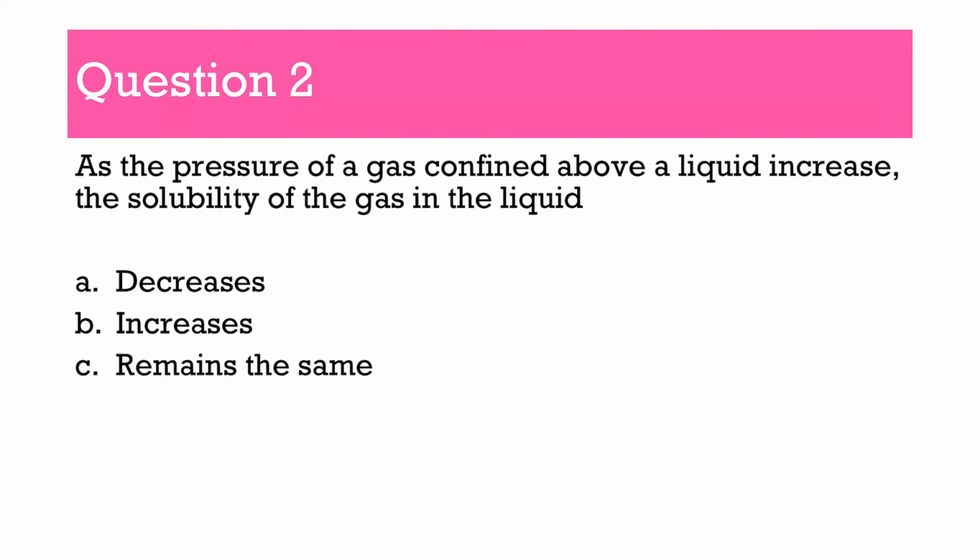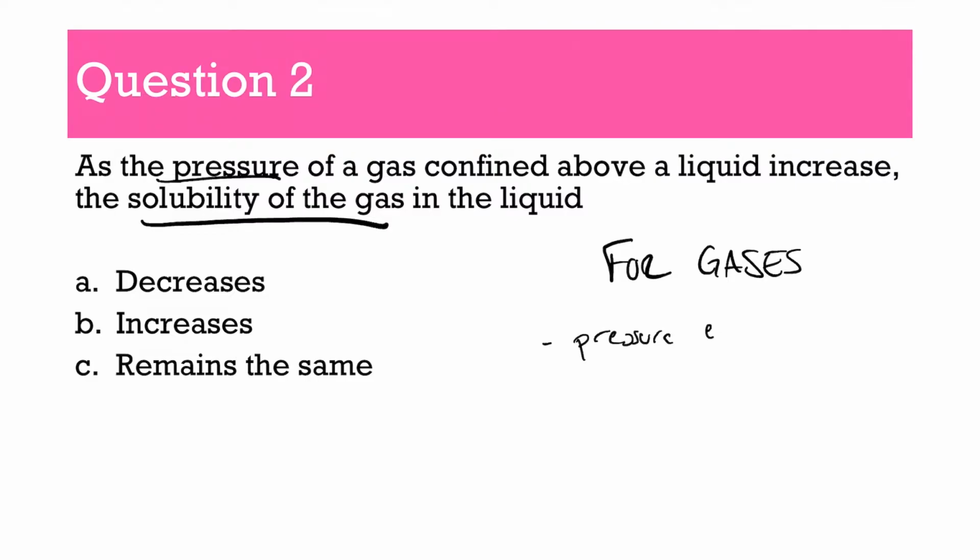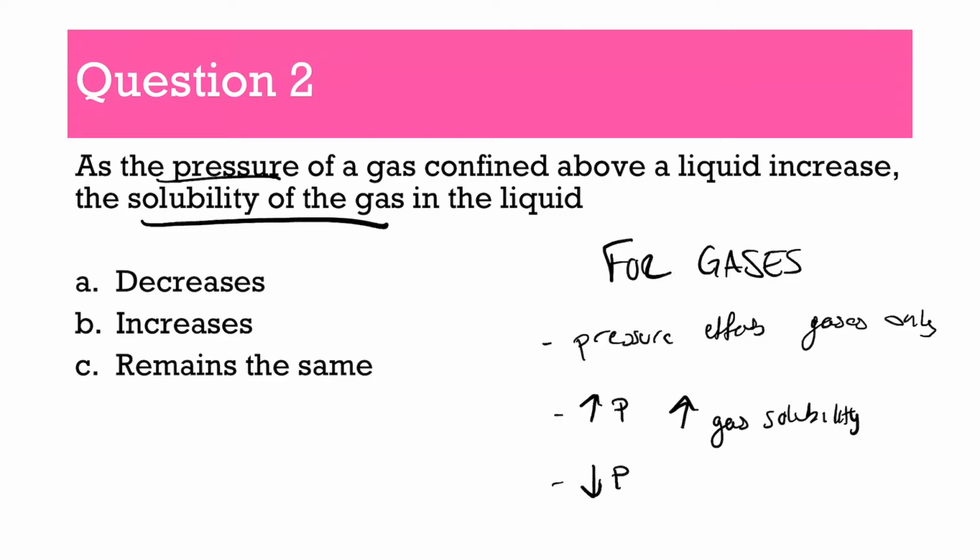Number 2, as the pressure of a gas confined above a liquid increases, the solubility of the gas in the liquid blank. So we're talking about pressure and the solubility of a gas. First, pressure affects gases only. And when you increase that pressure, you are also increasing that gas solubility, so the more likely it is to be dissolved. And when you decrease that pressure, the gas solubility goes down and that gas wants to leave.